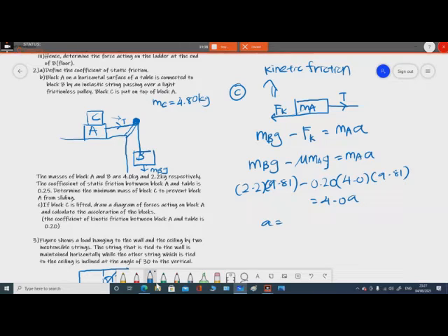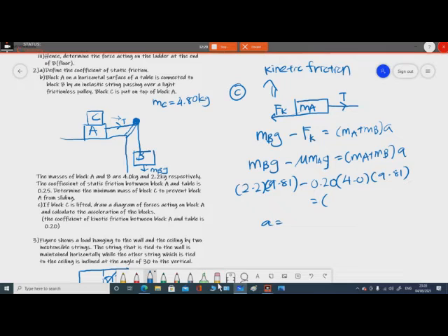Okay, this one is 2.2, 9.81. Oh, I missed something here. So this acceleration should be MA plus MB. Since block A and block B are moving simultaneously, this acceleration belongs to MA and MB. So this one should be MA plus MB times A. So this should be the correct answer.